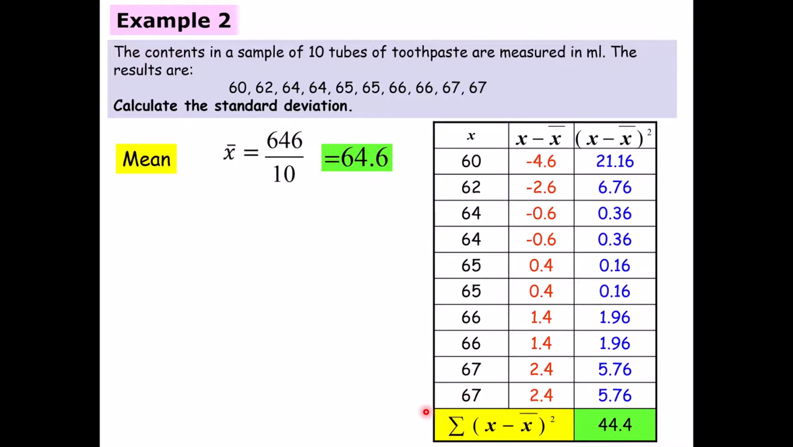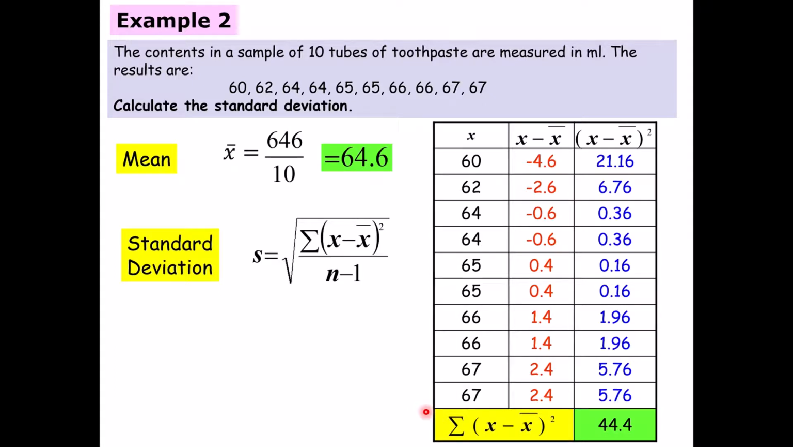So now we've got this tricky part of our formula out of the way, we can go ahead and calculate the standard deviation. This is our formula, and we're always going to start by writing down our formula. So we're going to take that sum of 44.4 divided by n, which is 10, take away 1 to give us 9, because remember n is the number of terms in our sample. Then you can just stick that straight in your calculator, and the standard deviation is 2.22. Again, if you need to pause here and copy that down, that's absolutely fine.